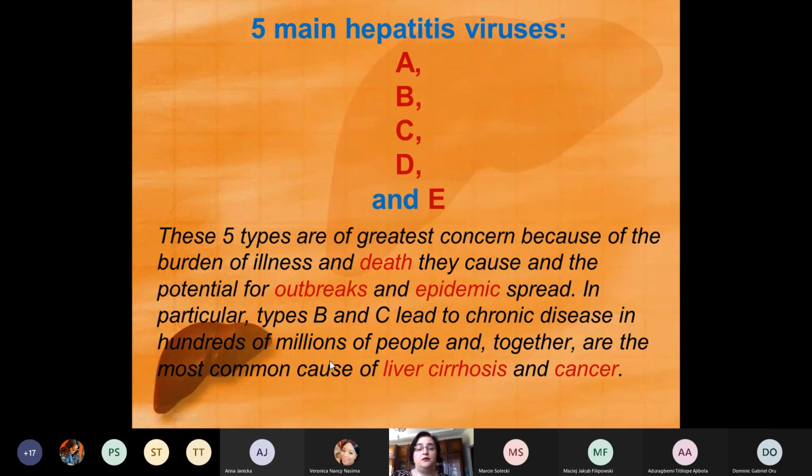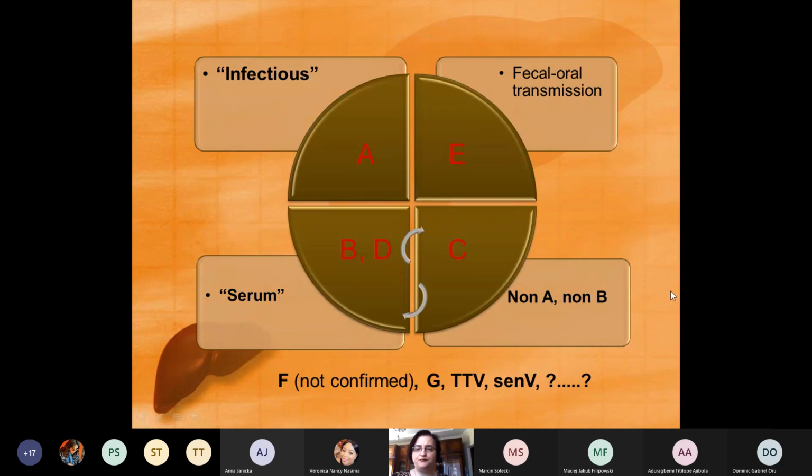In particular, types B and C can lead to chronic disease in hundreds of millions of people, and together they are the most common cause of liver cirrhosis and cancer, B and C.